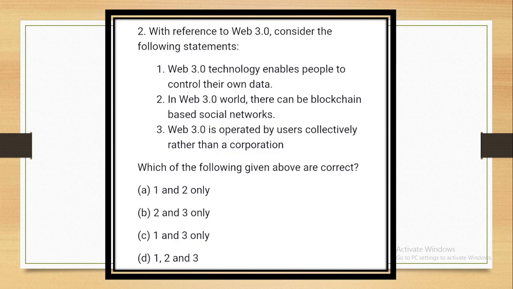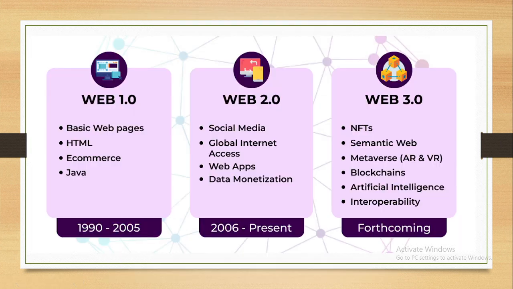Next question is this. With reference to Web 3, consider the following statements. The first statement is this. Web 3 technology enables people to control their own data. The statement is correct. Statement 2 is this. In the Web 3 world, there can be blockchain based social networks. This statement is also correct. Third statement is this. Web 3 is operated by users collectively rather than a corporation. All the statements are correct. So option D, 1, 2 and 3 are the correct answer. Option D is the correct answer.